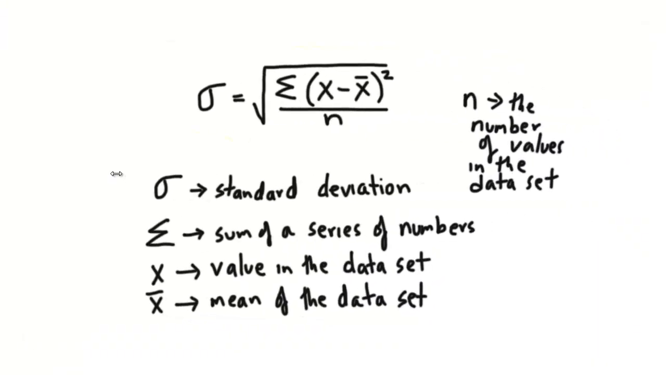Hi everyone, for this lesson I'll show you how to calculate the standard deviation, and the standard deviation is given by this formula. The standard deviation is a measurement that shows you how much the data values deviate or vary from the mean. We use the symbol sigma, which is a Greek letter, to represent the standard deviation. So sigma is equal to the square root of the summation in parentheses x minus x bar squared over n.